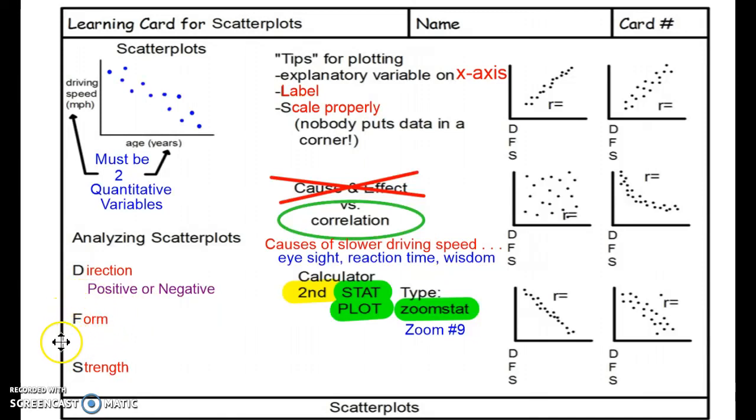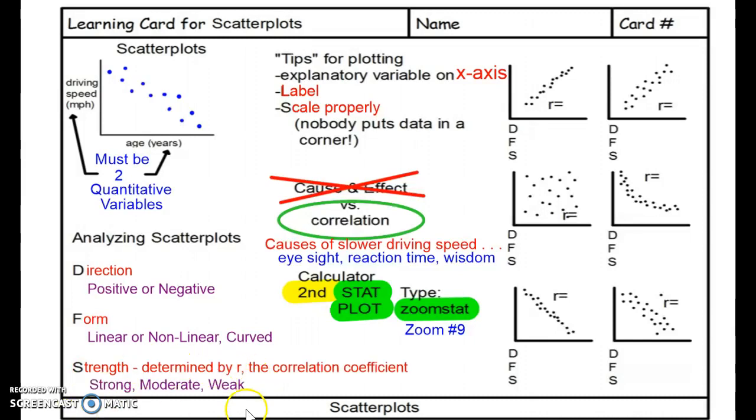We could say linear or nonlinear. Sometimes people will say curved as well, but linear or nonlinear are the two that are the most common. Finally, we get to strength, and strength can be described basically in three different ways. The strength of a scatter plot can be determined by its R value, or the correlation coefficient. The three different ways to describe the strength of a scatter plot are strong, moderate, and weak. You really don't need to get more descriptive than that. Some people will say very strong or very weak, but strong, moderate, or weak is good enough.